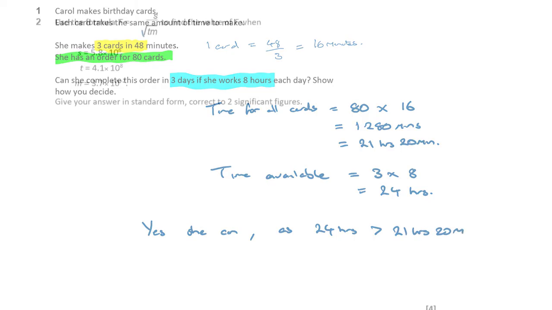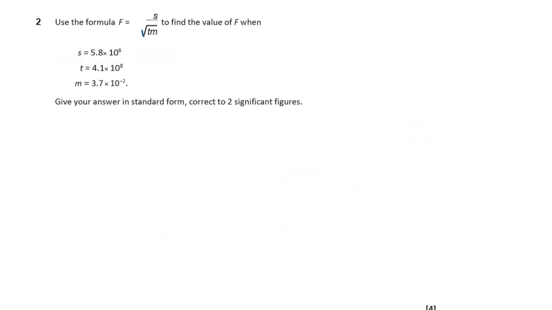20 minutes. Question 2. Use the formula f equals s divided by the root of t times m to find the value of f when s is equal to 5.8 times 10 to the 5, t is 4.1 times 10 to the 8, and m is 3.7 times 10 to the minus 2. Give your answer in standard form, correct to 2 significant figures.